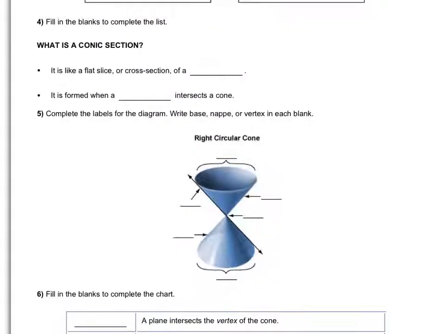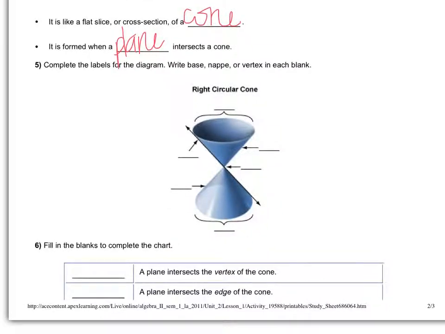So a conic section is like a flat slice or a cross-section of a cone. And it is formed when a plane intersects a cone. So right here, I have a cone, or actually I have two cones that are on top of each other. And so if I were to cut the cone in different directions, I would get different shapes.